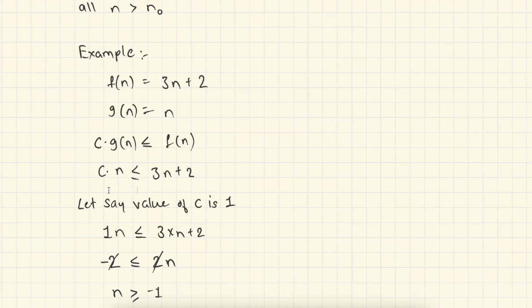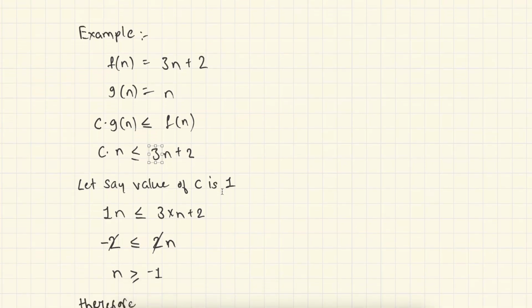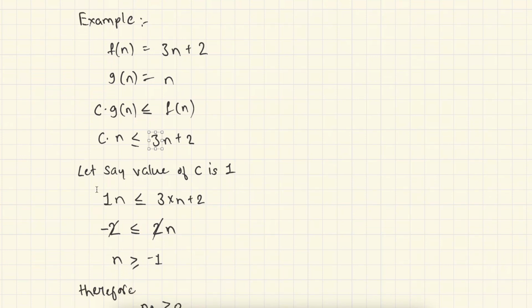Now we need to choose a value of c such that this expression is going to be smaller than this expression. Here we are taking the value of c as 1. Why? Because the highest growing term is n and the coefficient of n is 3, so we are taking just 2 less than this number. In big O notation, we take a higher number because we are talking about the upper bound. But in omega, we always talk about the lower bound. That's why I am taking a number less than this number, and that is 1. So if we put c equal to 1, then we get 1n is less than or equal to 3n plus 2.